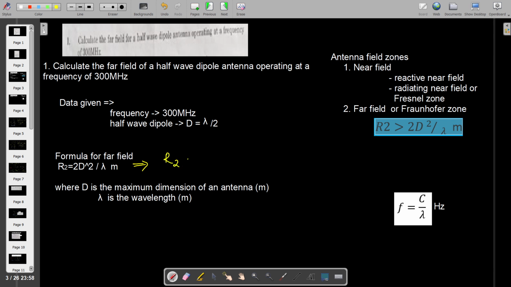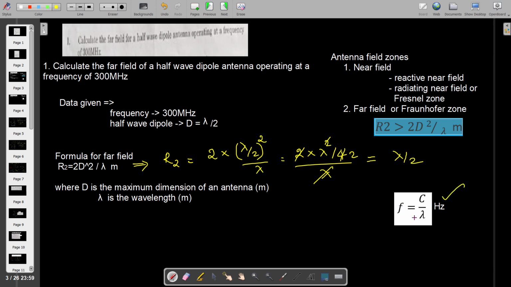So R2 is equal to 2 into d square. Instead of d, the dimension of the half wave dipole, you can put lambda by 2, the whole square, divided by lambda. So we can write it as 2 into lambda square by 4 divided by lambda. Cancelling lambda and the 2, you will get lambda by 2. If you know the value of lambda, then you can calculate the radial distance. We know the relationship between the frequency and lambda: f is equal to c by lambda.